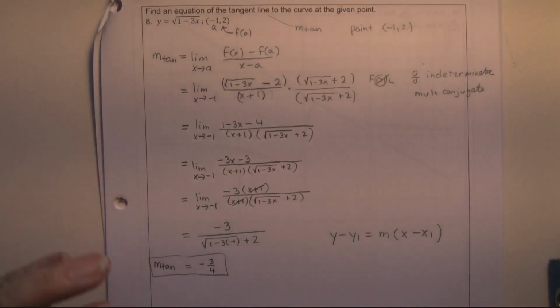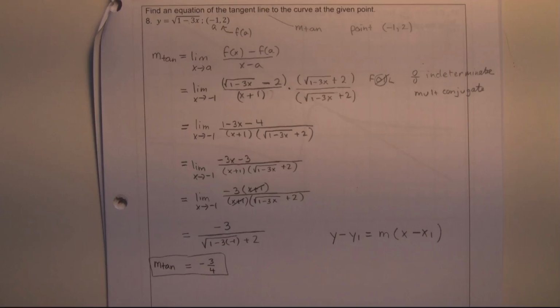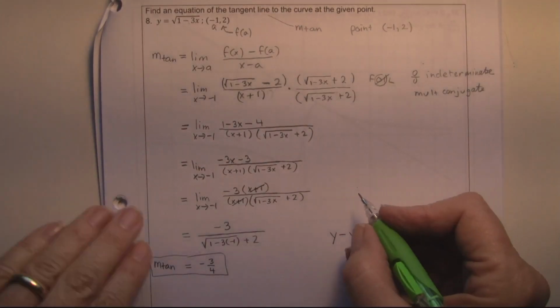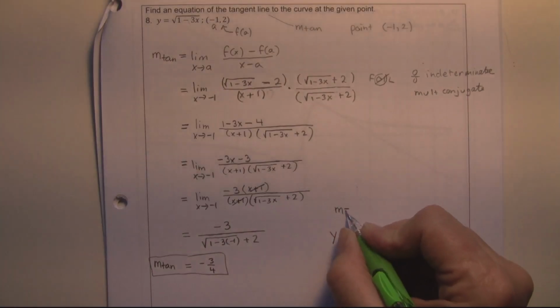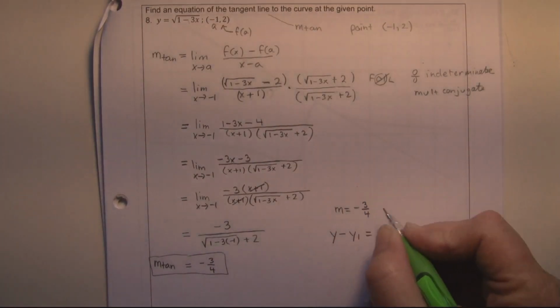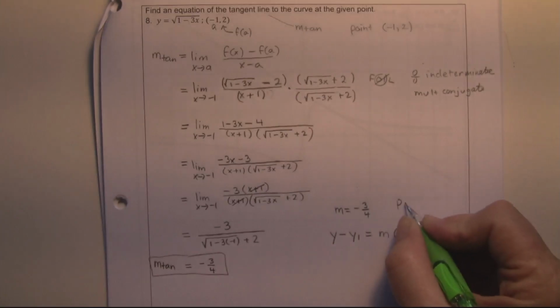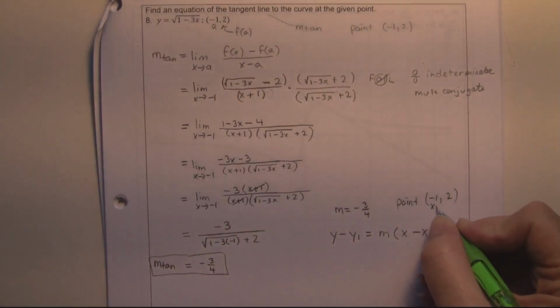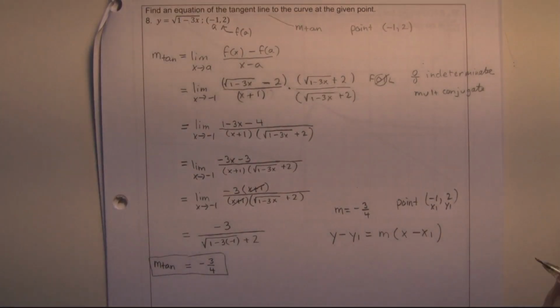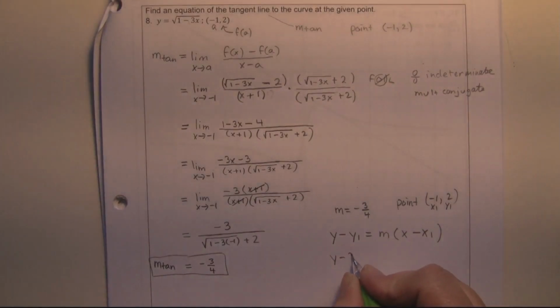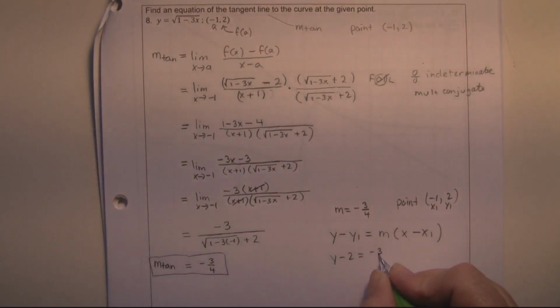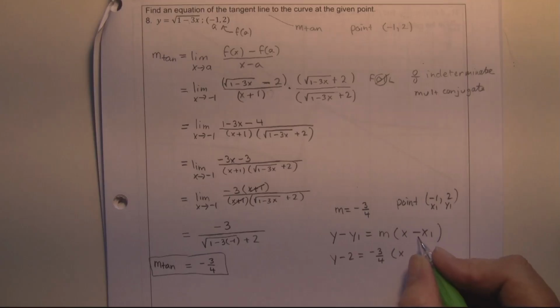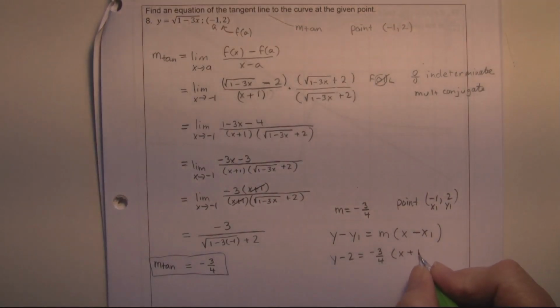And what I have going on is our point, our slope. I'm going to write slope right here, -3/4. And our point, which is -1, 2, this is x1, y1 that I'm going to plug into this formula, right? And this will be the equation of the tangent line. So this is y minus 2 equals m, which is -3/4, x minus -1, so plus 1.